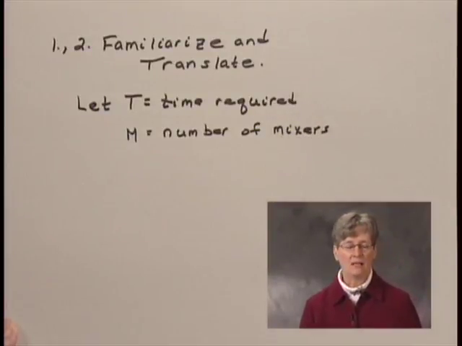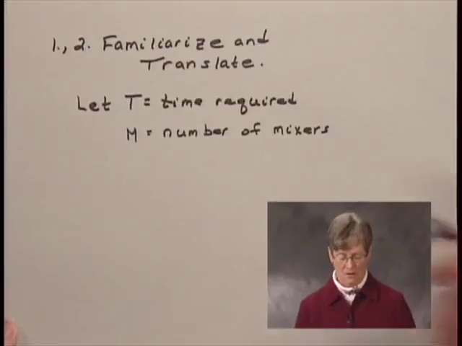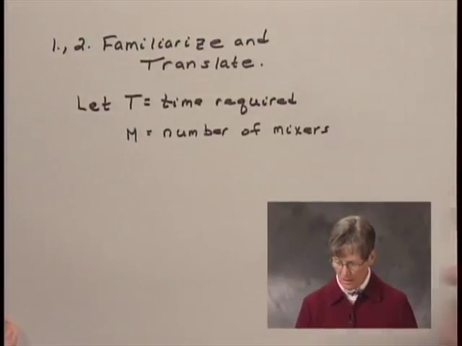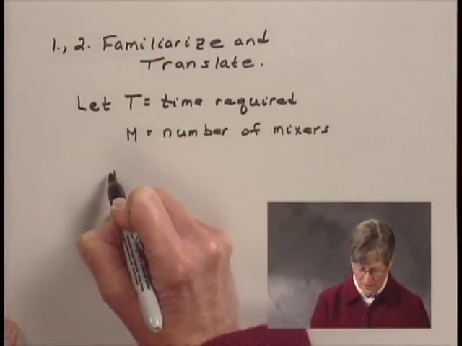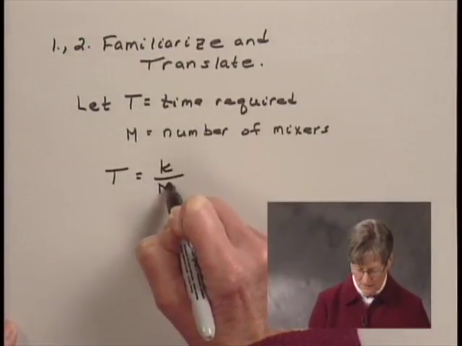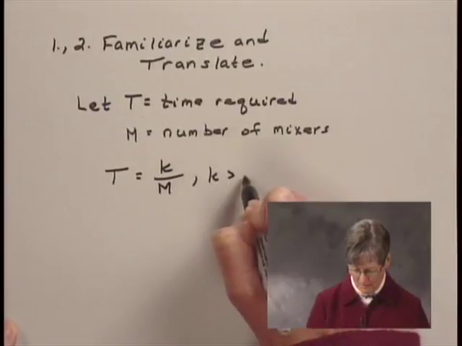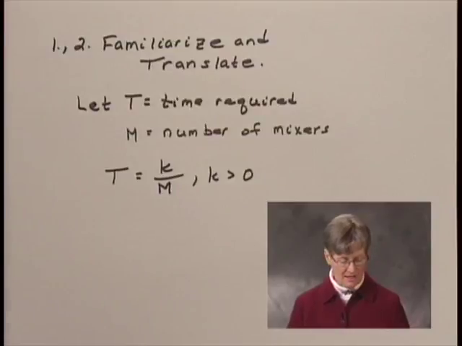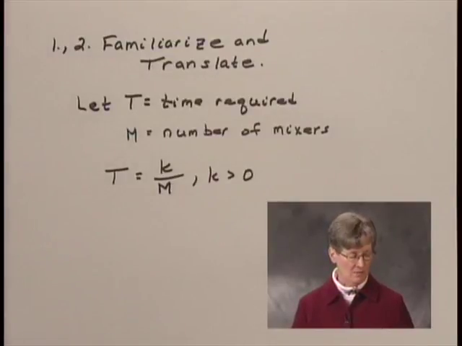Now, the exercise told us that we have inverse variation between these 2 variables, between the time and the number of mixers used, so that we know we're going to have an equation of the form t equals k over m, where k is some positive constant, and it's called the variation constant. And now that we have an equation, we are ready to go to the third step in the process, which is to solve.